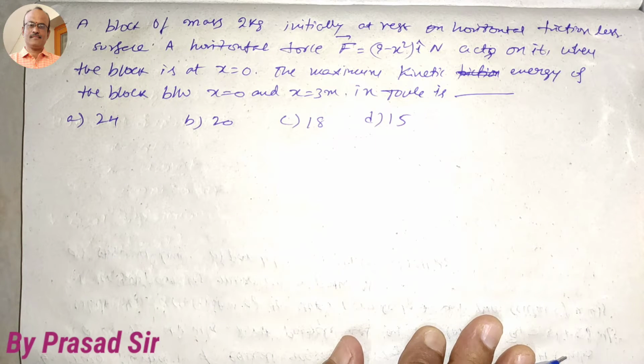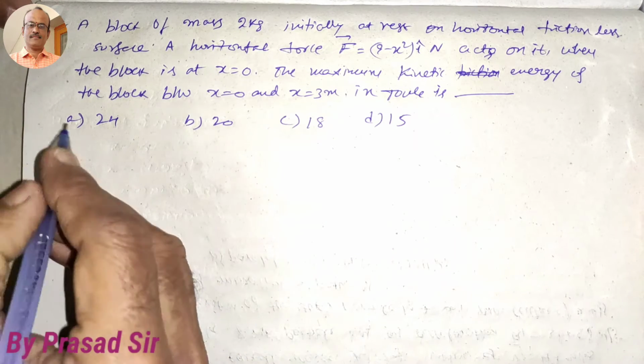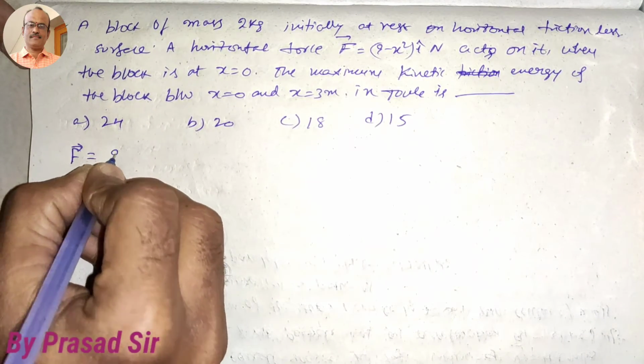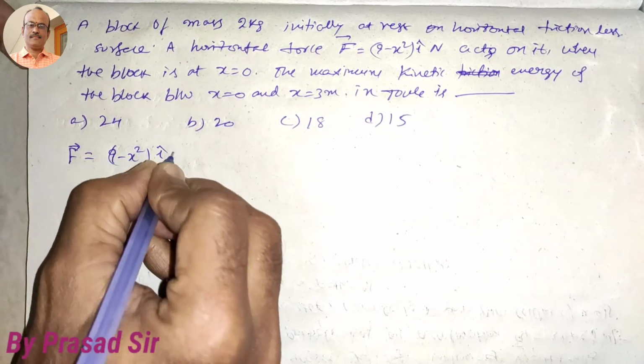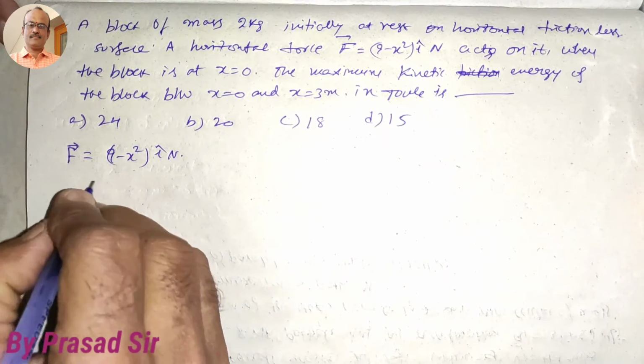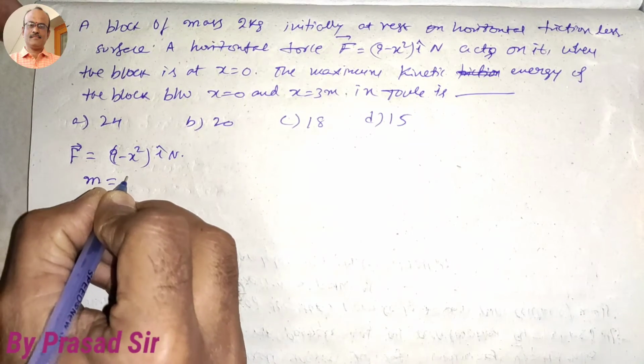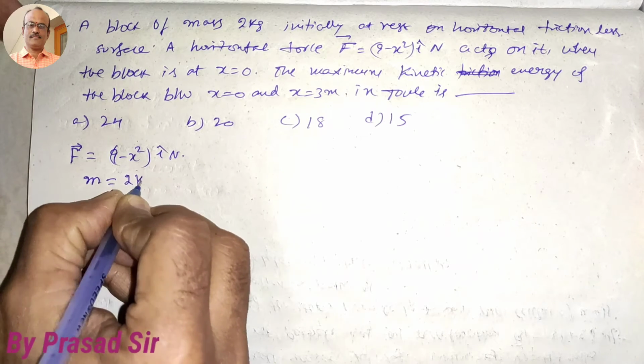A block of mass 2 kg, initially at rest on a horizontal frictionless surface. A horizontal force F is equal to (9 minus x square) i cap newtons acts on it when the block is at x is equal to 0. The maximum kinetic energy of the block between x is equal to 0 and x is equal to 3 meters, in joules, is how much? So first of all, what is given here? Force is equal to (9 minus x square) i cap newton, and it is displaced from 0 to 3. Then the mass of the body is equal to 2 kilograms.